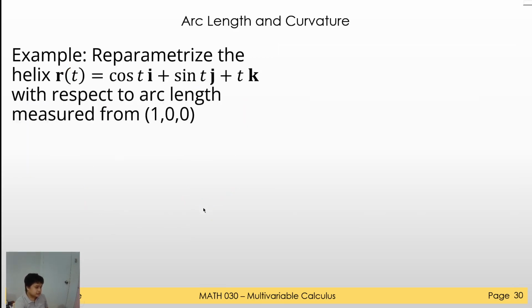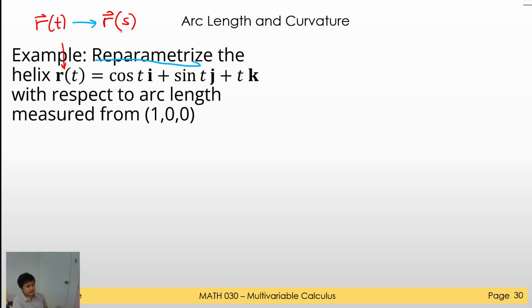So let's say we have the same given example from last time, and we want to reparameterize this helix curve with respect to the arc length. So what does that mean? Instead of this vector being a function of t, we can reparameterize by having its independent variable as a function of its arc length.